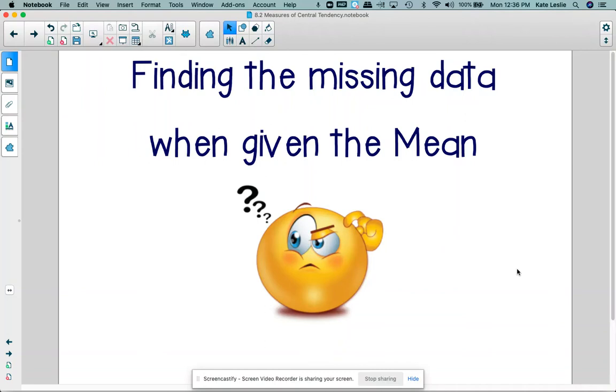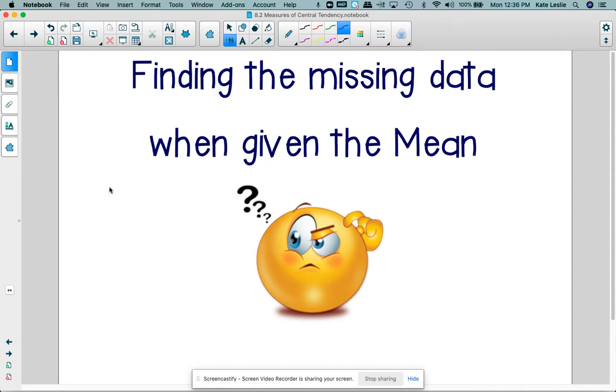Hi, everyone. Today we are going to be talking a little bit more about the mean, but specifically taking the mean one step further and talking about what happens if there is a missing piece of data and we are given the mean. How do we find what that missing piece of data is?